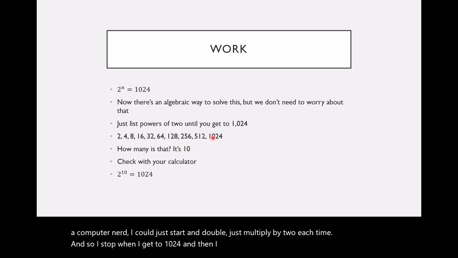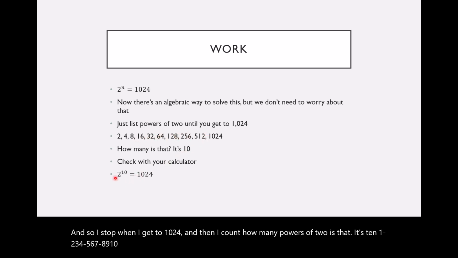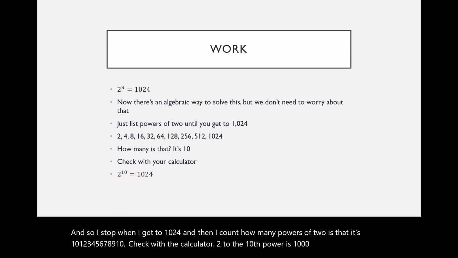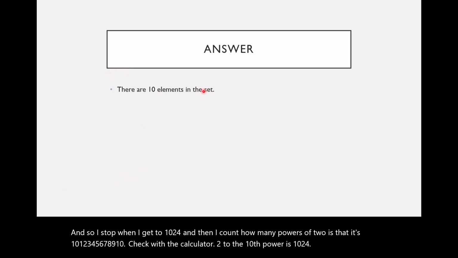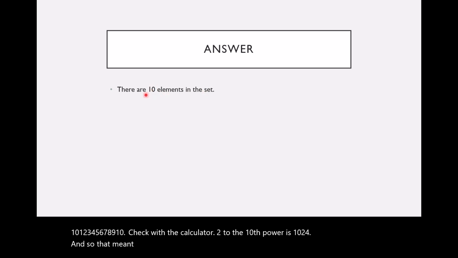How many powers of 2 is that? It's 10. 1, 2, 3, 4, 5, 6, 7, 8, 9, 10. Check with the calculator. 2 to the 10th power is 1,024. And so that meant n equals 10, so there must have been 10 elements in the set.